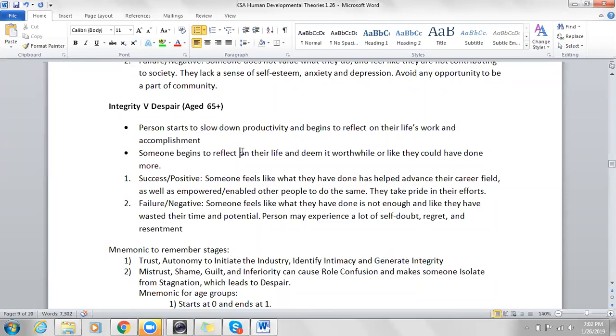A failure here is when someone feels like they should have done more and they wasted their time and potential. The person may experience a lot of self-doubt, regret, and resentment.